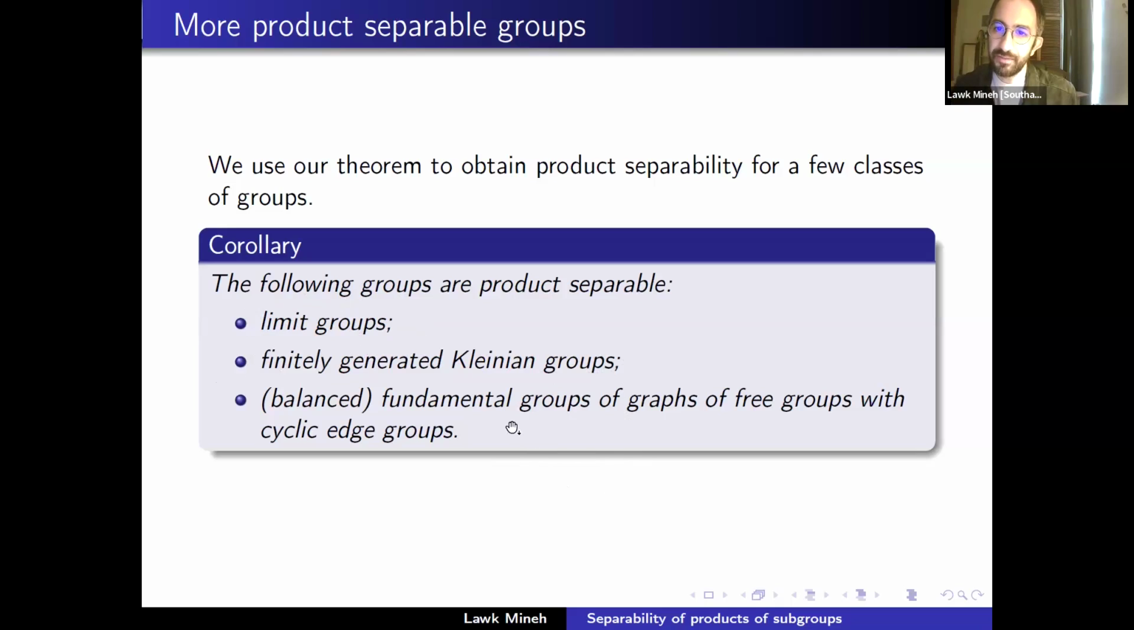And then lastly, fundamental groups of graphs of free groups with cyclic edge groups. If you don't know what graphs of groups are, you should just think of it as taking a bunch of free groups and gluing them together along some cyclic subgroups in some way. As long as they're balanced, I'm not going to say what this means, but not being balanced is an obvious obstruction to any sort of separability conditions. As long as they're balanced, and you have some basic separability conditions, you actually get product separability for these groups as well.